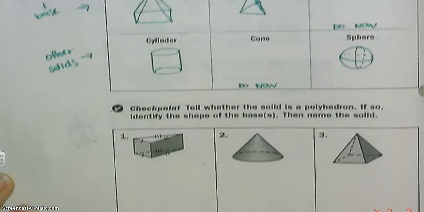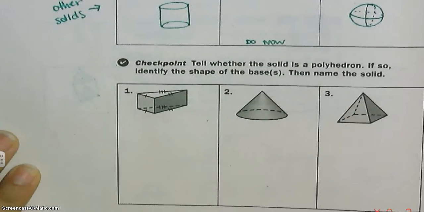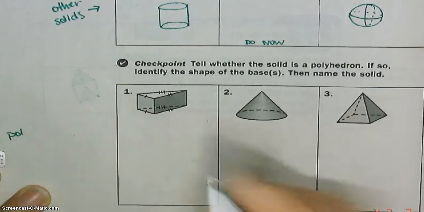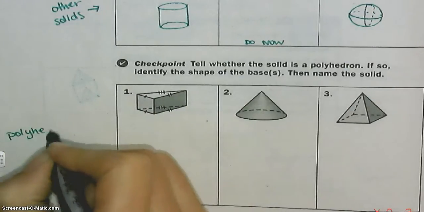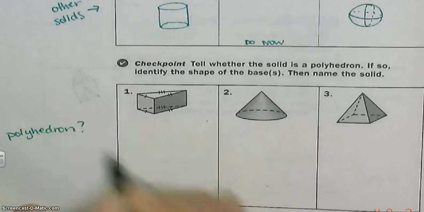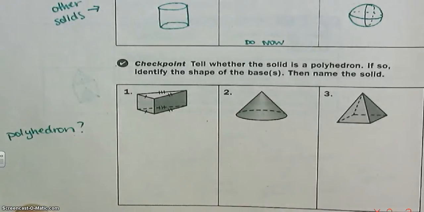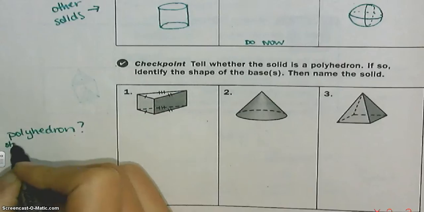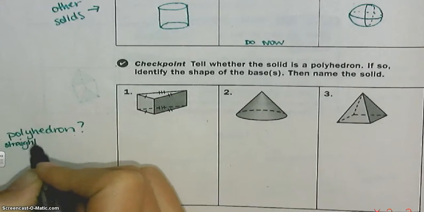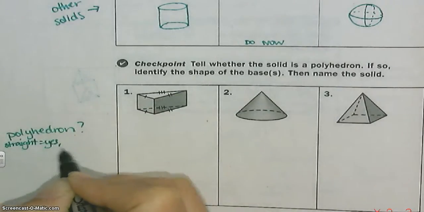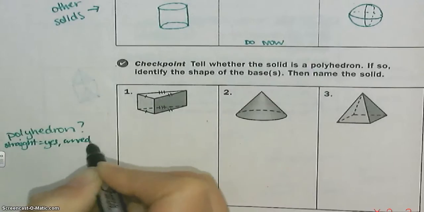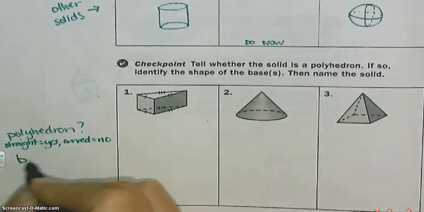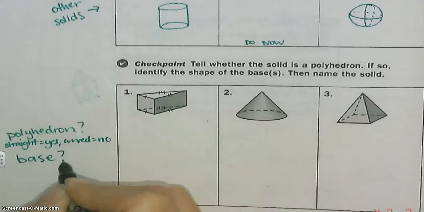Tell whether the solid is a polyhedron. Polyhedron, so it's a yes or no. Right? You're looking for straight versus curved. Straight sides are yes. Curved is no. Then it says identify the shape of the base. What shape is the base?